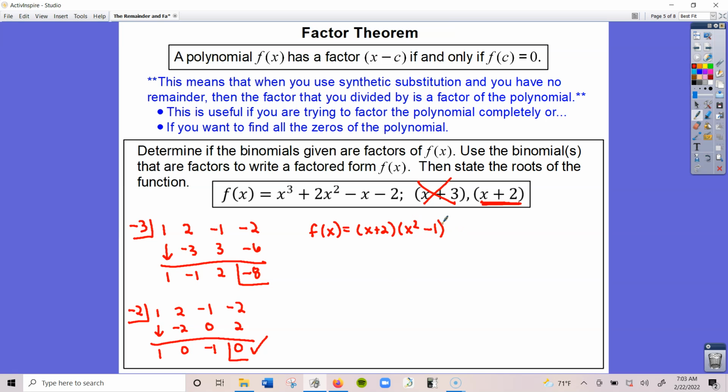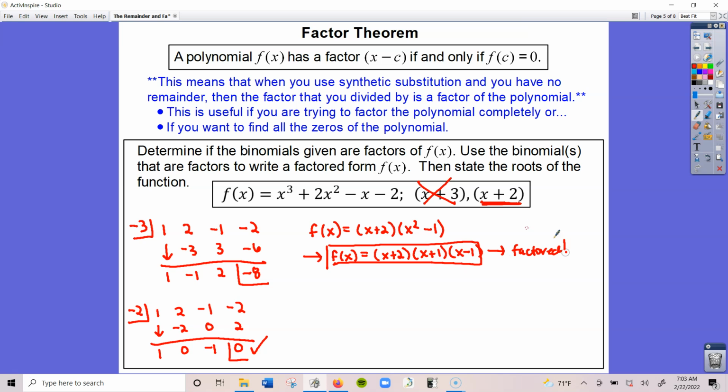This is a difference of squares, so I can continue to factor this. This means that f of x is going to equal x plus 2, and x squared minus 1 is x plus 1, x minus 1. To factor a difference of squares, you square root the first term, which is x, square root the second term, the square root of 1 is 1, make one factor plus, make one factor minus. This is my polynomial in factored form.